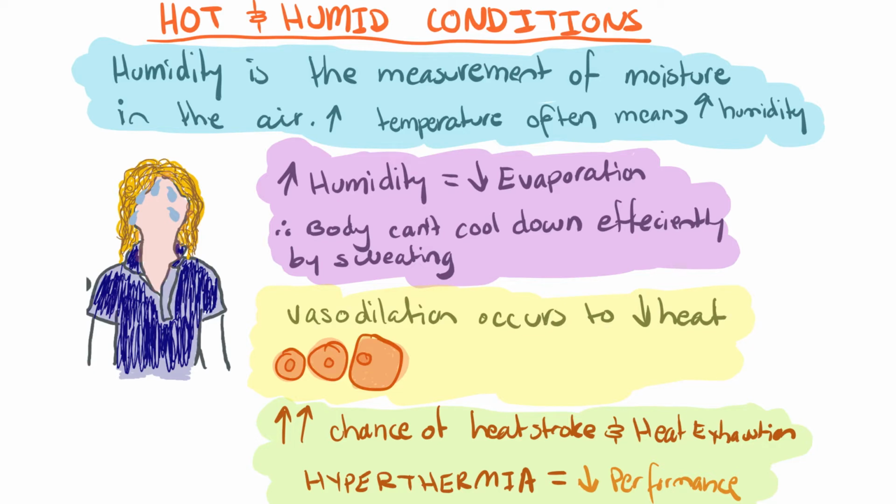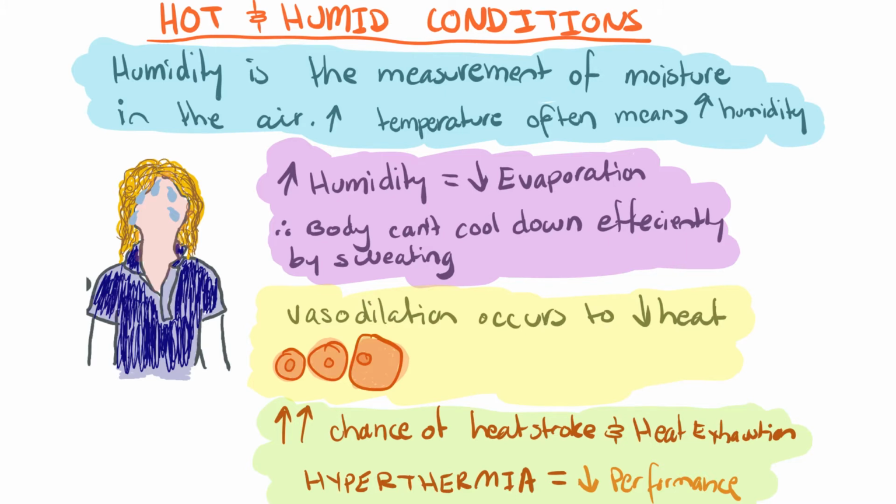Now, what does that mean for athletes if we have an increase in humidity? An increase in humidity means that our capacity to evaporate, or evaporation, is decreased. And so therefore our body can't cool down efficiently by sweating. So if it's humid, what happens is we sweat and the sweat gets trapped in the body, and we can't release that to try and cool the body down.